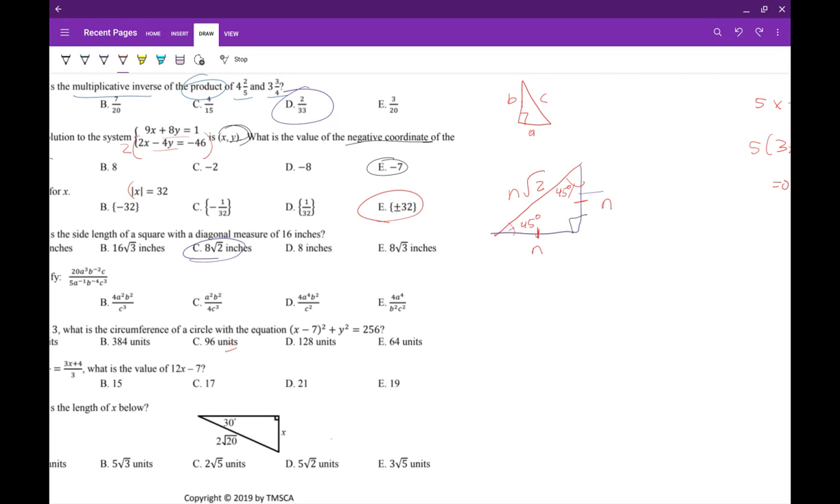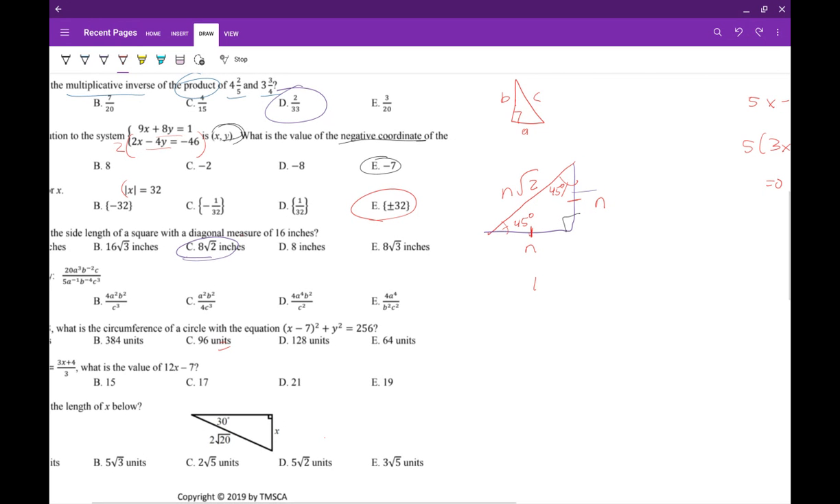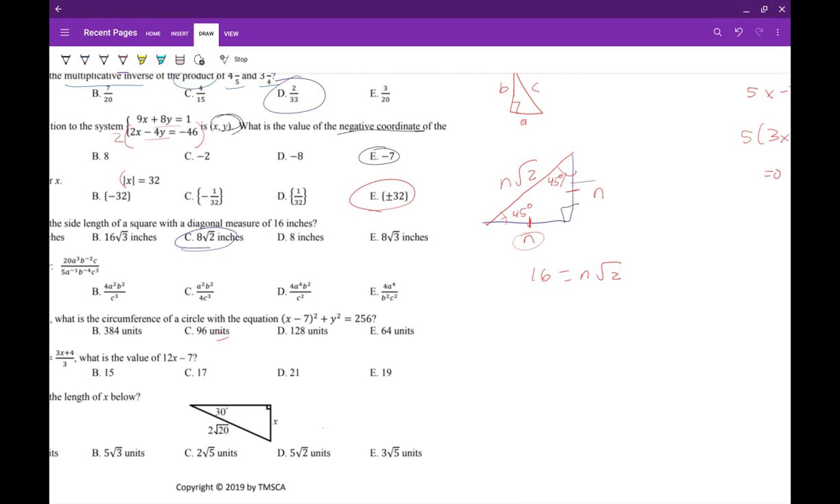So if we were to reverse engineer this problem, how you do it is you have 16 equals n times the square root of 2. You're trying to find n because that's the side length of a square. So you divide by root 2. And then you have to rationalize. So you have 16 over root 2 because you can't leave the radical in the denominator. And so you multiply by root 2 over root 2. Because anything over itself is equal to 1, you're not changing the value of the fraction. You're just changing the numbers.